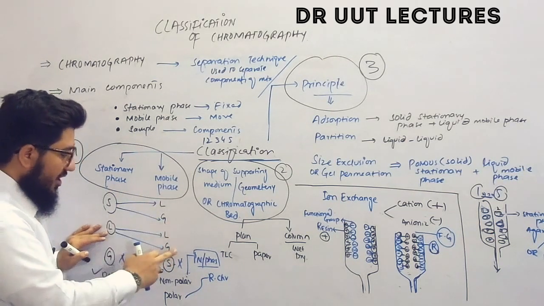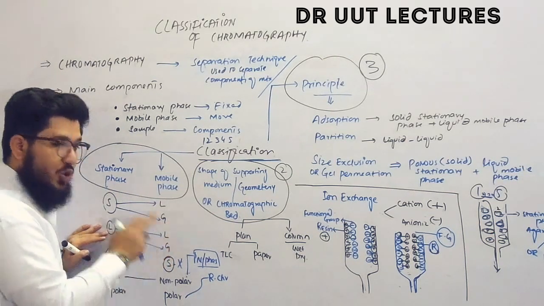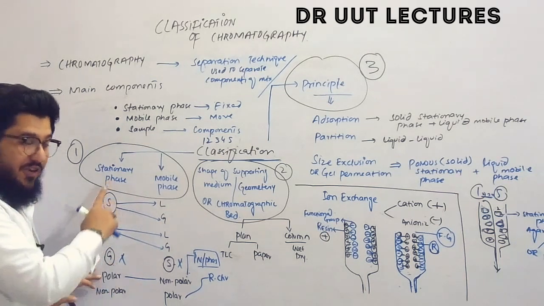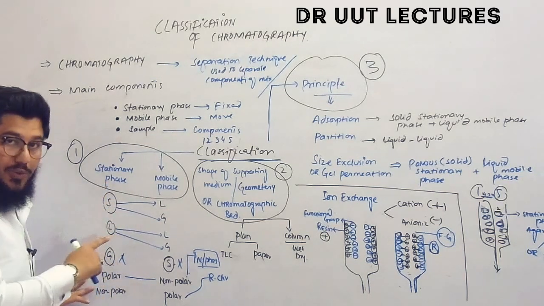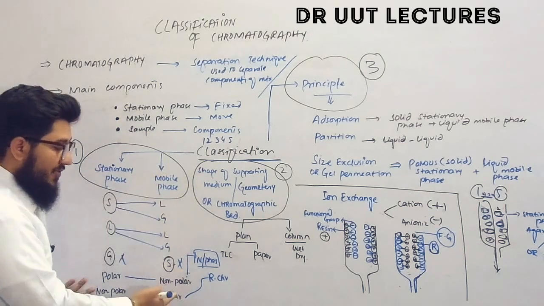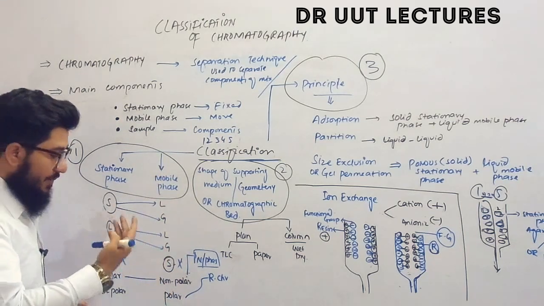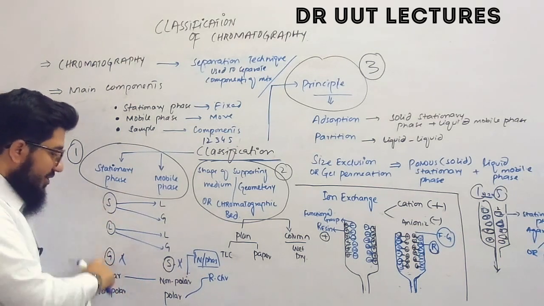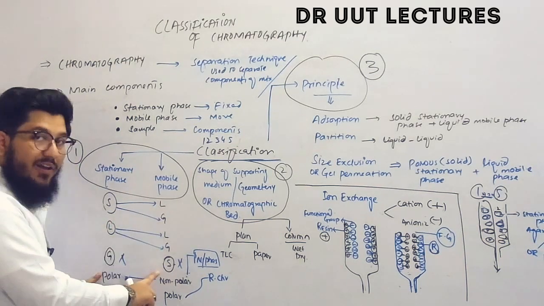And if the mobile phase is gaseous, then that type is known as gas chromatography. And the next type is based on polarity. Our stationary phase may be polar and it may also be non-polar. And the same is the case with the mobile phase. It may be polar and it may be non-polar. So in most of the cases, we have a polar stationary phase and a non-polar mobile phase.